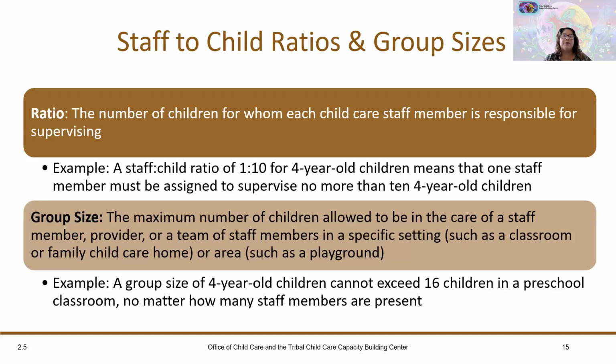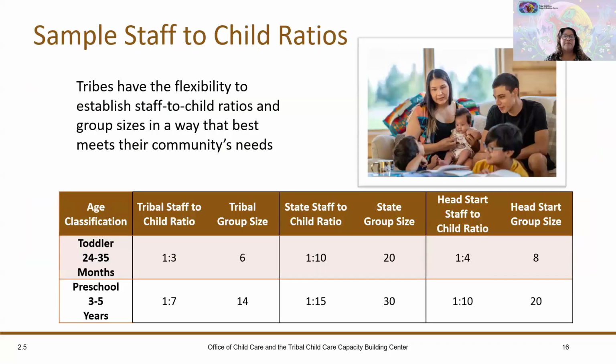Group size limits the maximum number of children allowed to be in the care of a staff member, provider, or a team of staff members in a specific setting. Example, a group size of 4-year-old children cannot exceed 16 children in a preschool classroom, no matter how many staff members are present. So just note, in a family child care home, the group includes all children who are receiving care at any one time, including mixed age groups. Next slide, please.